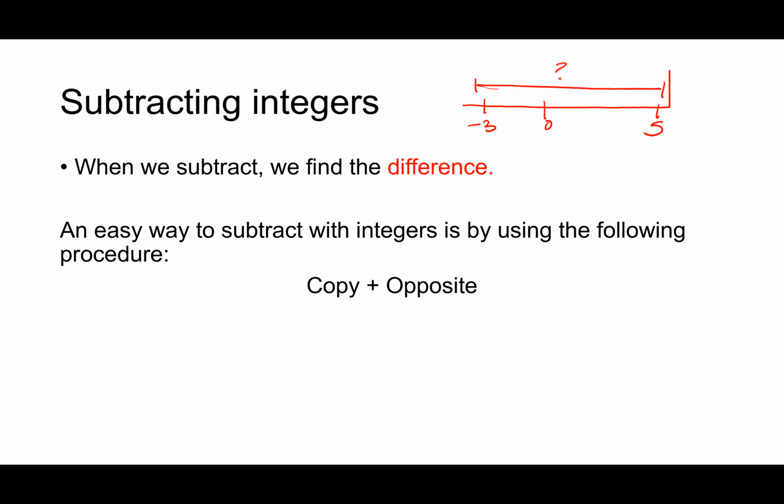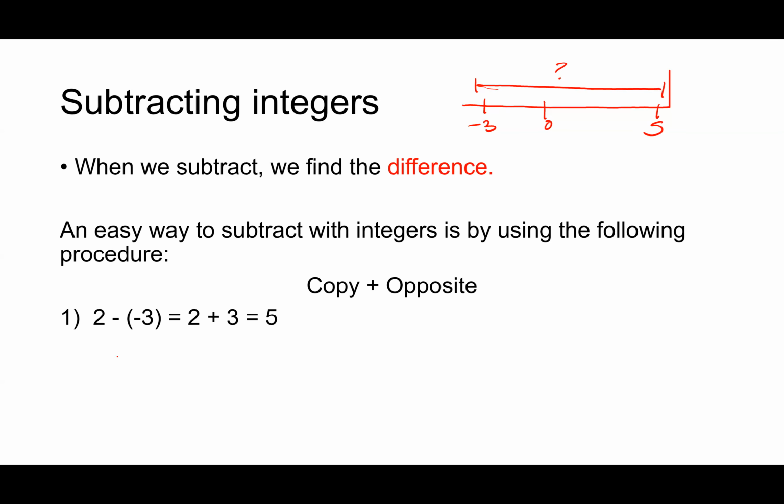All right, we're going to talk about the procedure plus the concept. An easy way to subtract with integers is by using the following: copy plus opposite. Okay, copy plus opposite. Everybody say it. So for example, in number one, you've got negative 2 minus negative 3. That becomes negative 2 plus 3, which is 1.